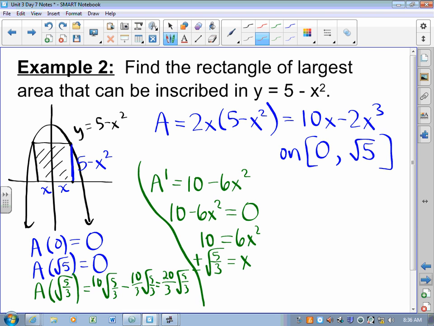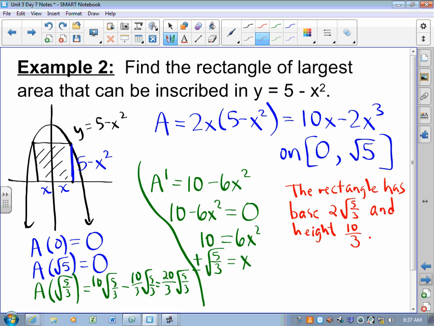So I say the rectangle has base 2 radical 5/3. Remember, it's x on both sides. And height, oh, what's the height? 5 minus radical 5/3 squared. 5/3 is 5/3, so 10/3. And that is the rectangle of largest area that can be inscribed in the parabola.